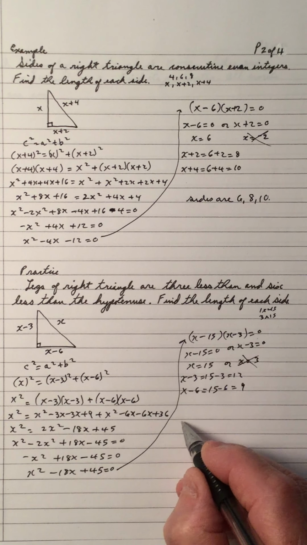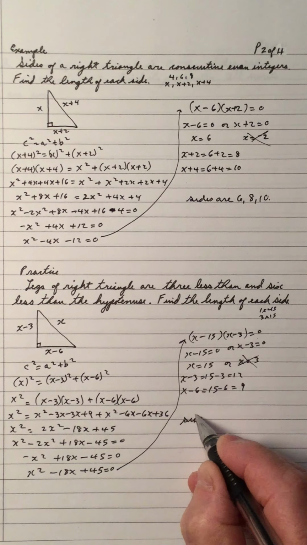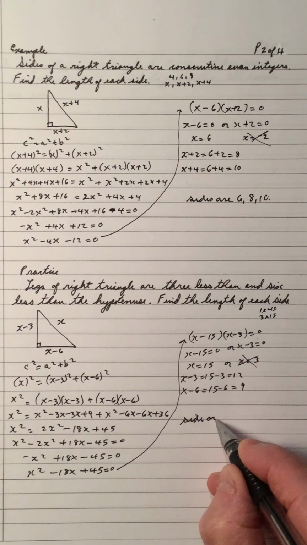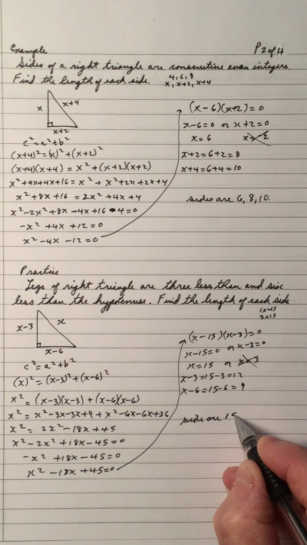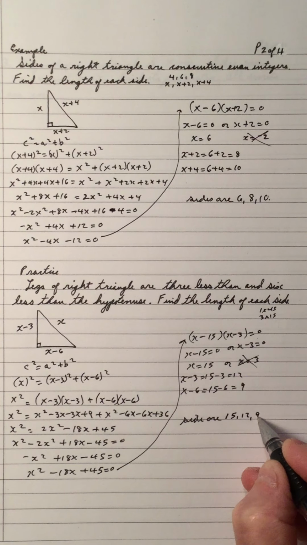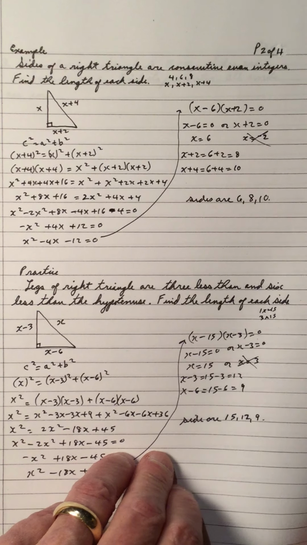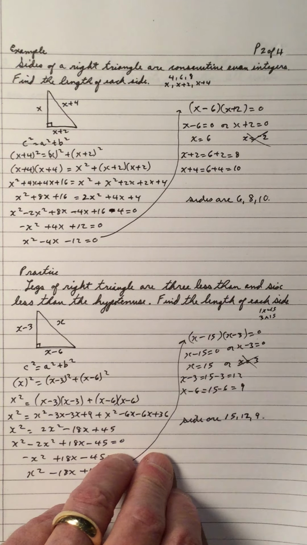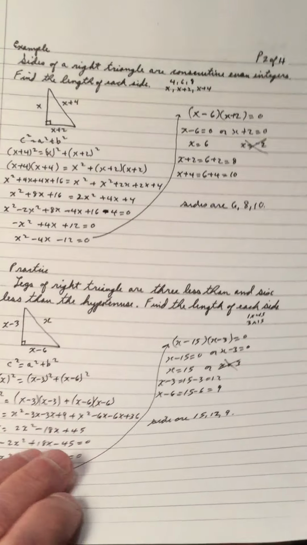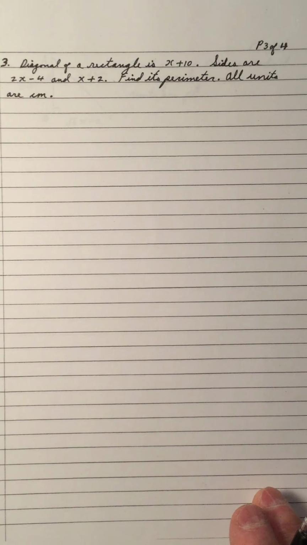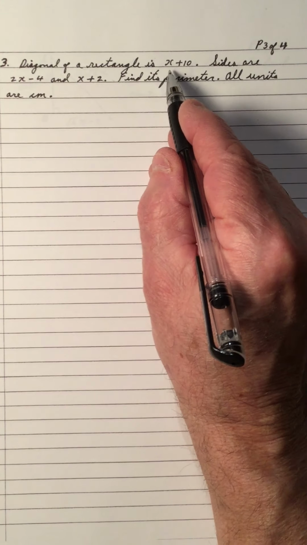And so the sides are 15, 12, and 9. So that's the Pythagorean property in dealing with the right triangle, but it ends up to be, in this case, quadratics solvable. And number 3, the diagonal of a rectangle is x plus 10.